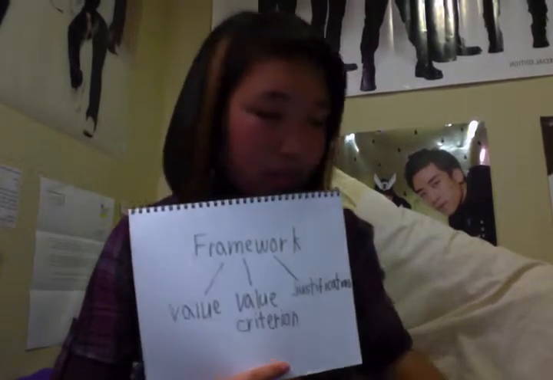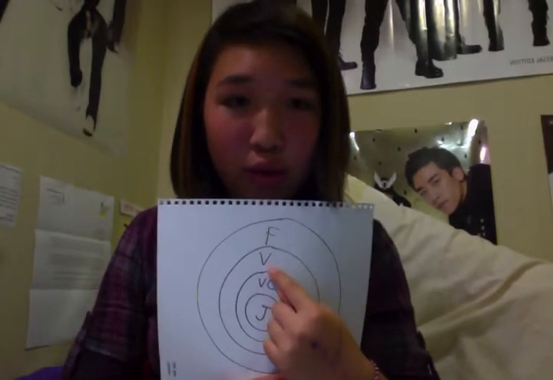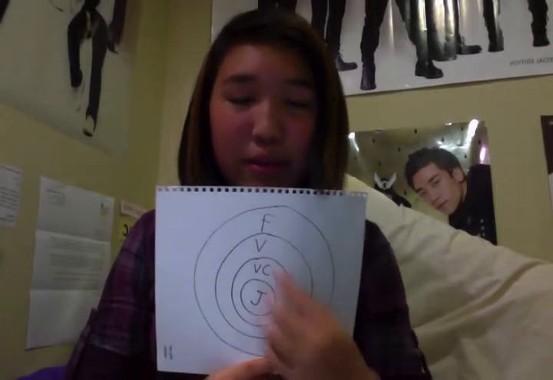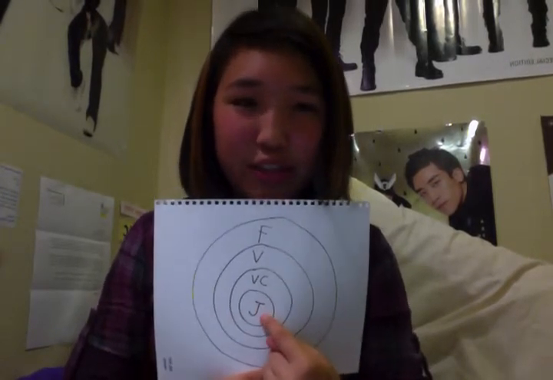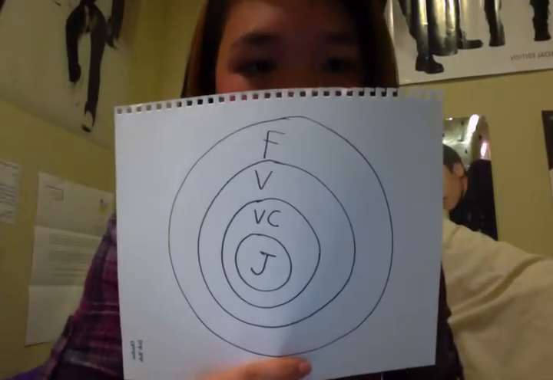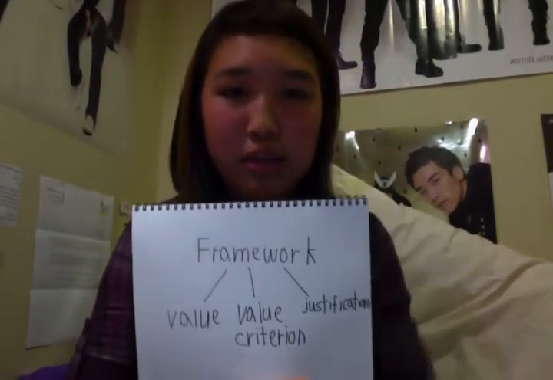So let's see. To describe this in a visual way, this is what it is. The biggest circle is framework. Everything inside of it is part of framework. The next biggest is value. And under value, there are value criterion and justifications. And inside of the value criterion, there's the justifications. Like this. Yeah? Okay. Now let's go over each of the little parts and how to use them in the debate round.